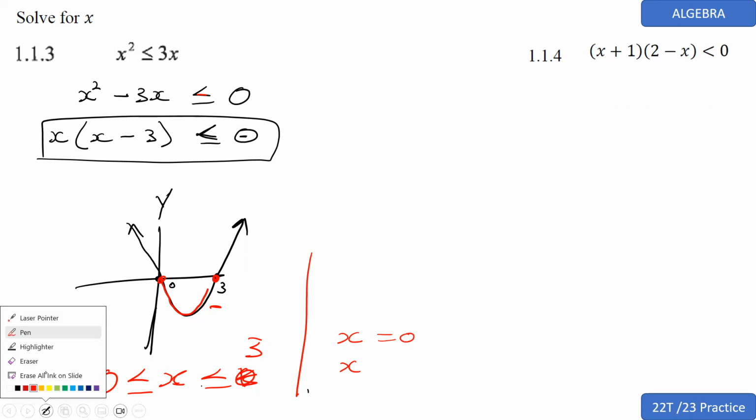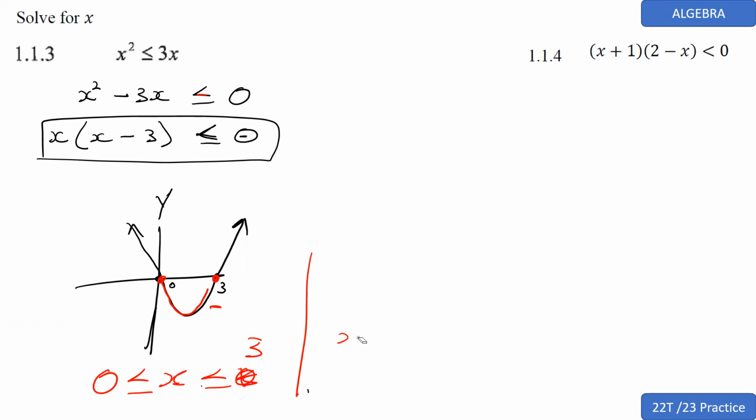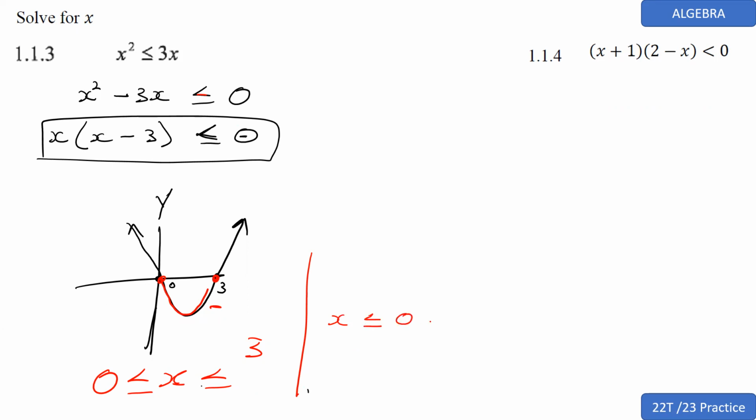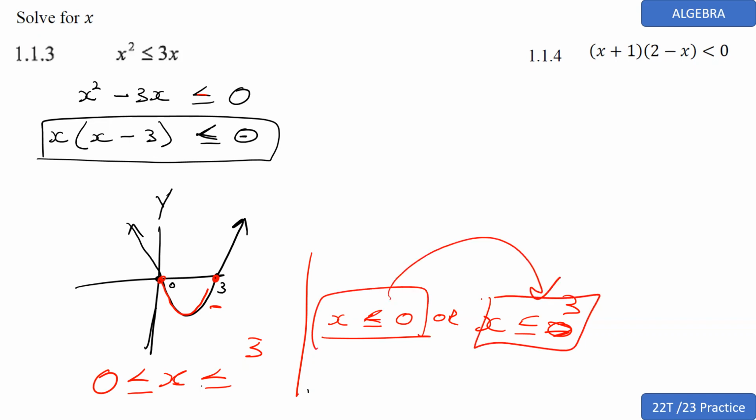Okay, tell me what you want to say. Let me just get my eraser. Right, go for it. The only difference was I said x is less than or equal to 0 or x is less than or equal to 3. Okay, that will be incorrect. Because if you say x is less than or equal to 3, that means it's going right through. And then you're saying it's less than or equal to 0, which is the same. So basically, this is included in this. Are you with me? Okay.